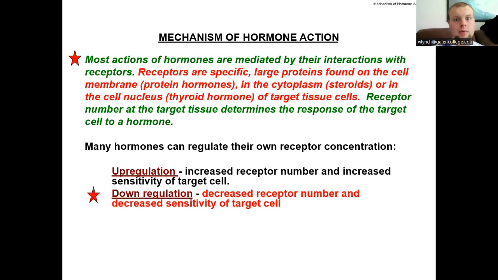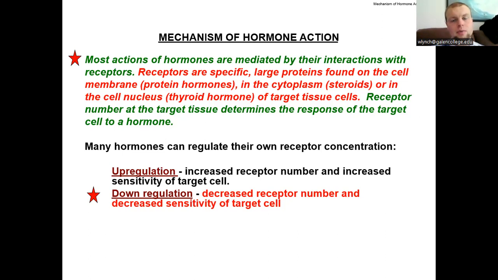A lot of our hormones are able to regulate their own receptor concentration. And what that means is that the more hormone that is present circulating around, the less receptor density that we'll have. If there's less hormone circulating, the more receptor density we'll have. And these are known as down and up regulation, respectively.